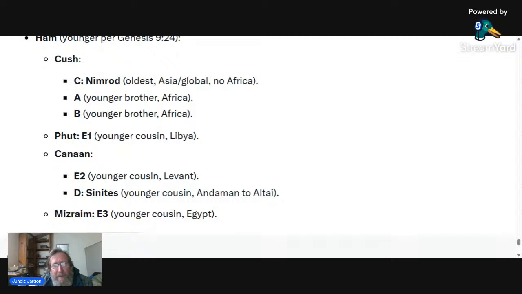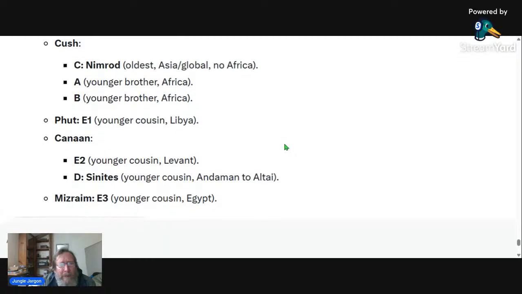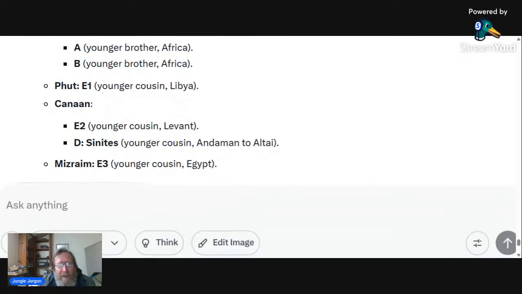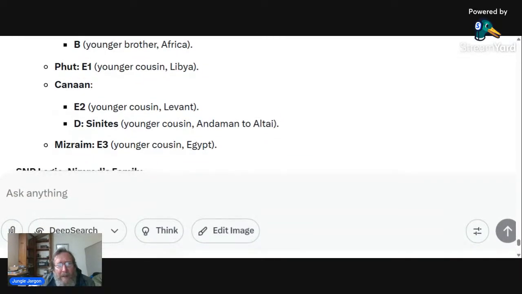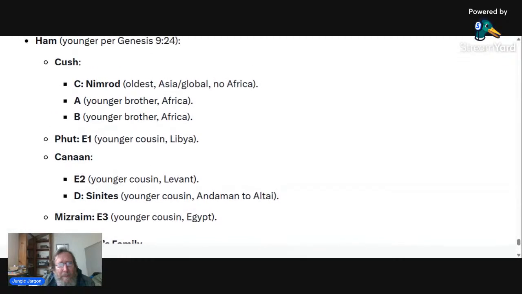Being the oldest, he can share the CF marker with the Semitic population. But I think the CF marker actually means CT. It's confusing. They don't really explain it very well. But usually the CF marker is C and F and K. But anyways, I don't know if Grok has that straight or not here.